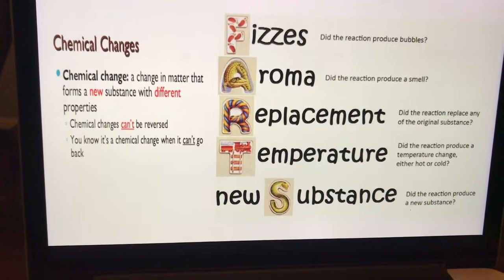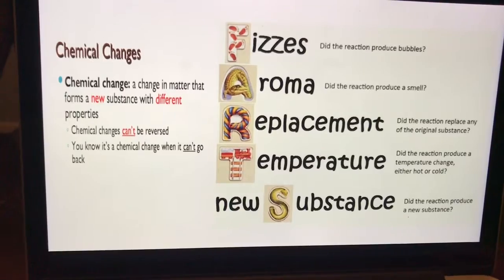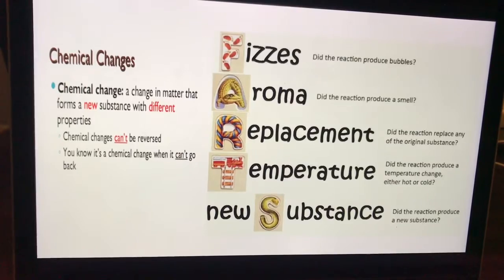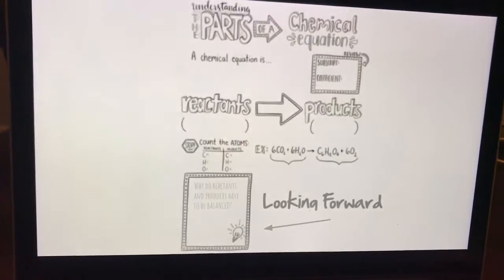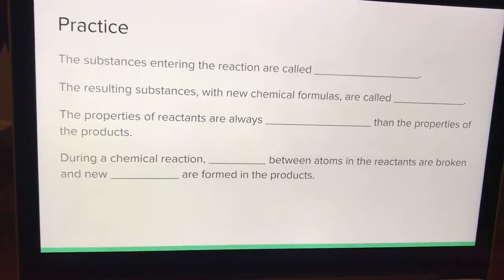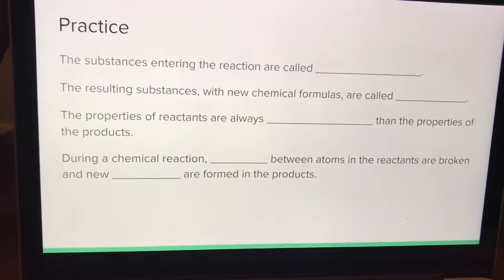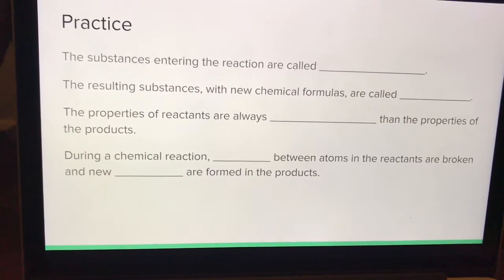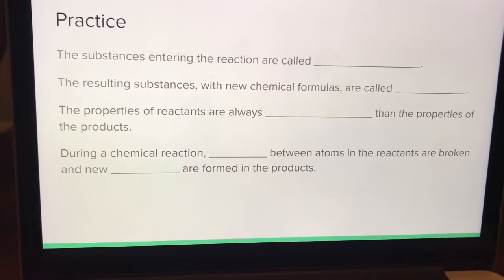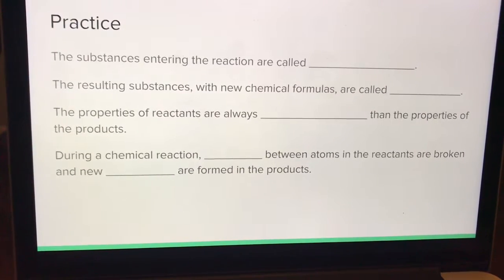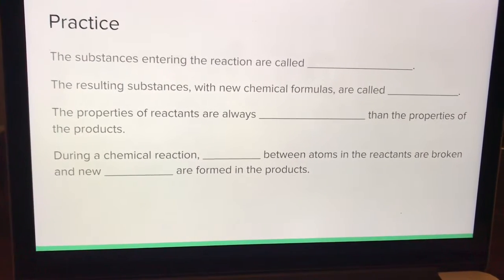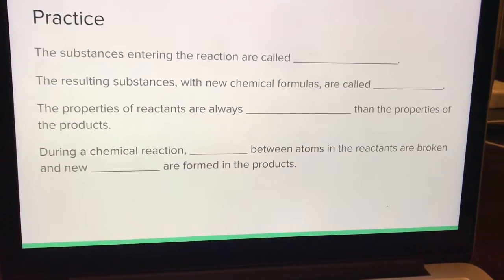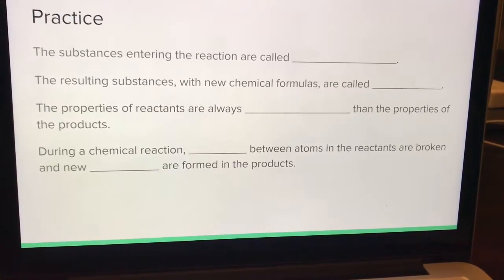Typically a chemical change is really hard to reverse. I know it says can't here, but it sometimes can. It's just very difficult compared to a physical change. So some practice. The substances entering a reaction are called the reactants. The resulting substances with new chemical formulas are called products. The properties of reactants are always different than the properties of the products. And during a chemical reaction, bonds between atoms in the reactants are broken and new bonds are formed in the products.